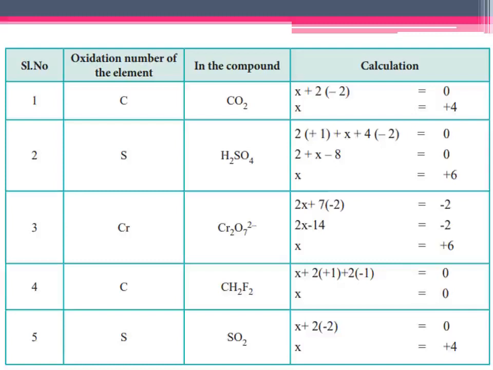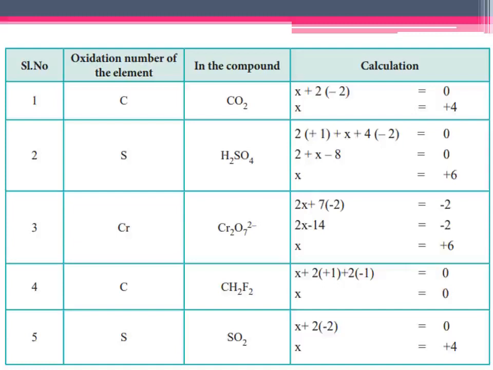Using the 7 rules, we are going to calculate the oxidation number. In the first one we are calculating for carbon. Carbon dioxide, CO2: what is the oxidation number of carbon? H2SO4, sulfuric acid: what is the oxidation number of sulfur? In dichromate, what is the oxidation number of chromium? In CH2F2, what is the oxidation number of carbon C? In SO2, sulfur dioxide, what is the oxidation number of S? We have to calculate it.